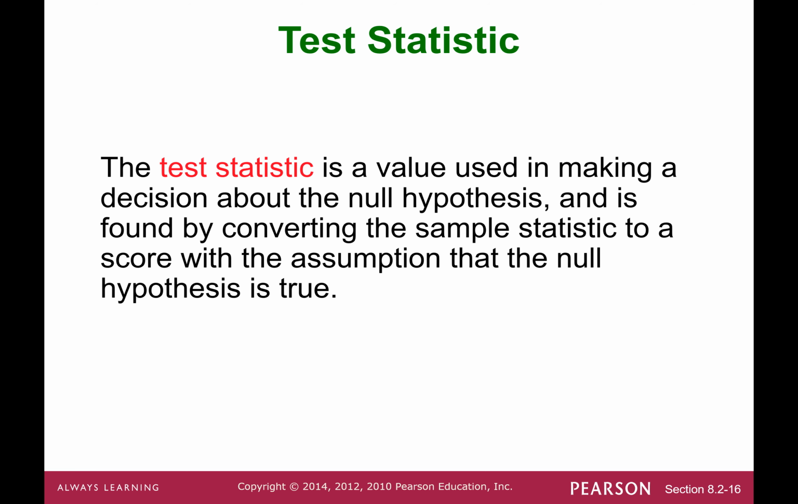So the test statistic is the value used to make a decision about a null hypothesis. It's found by converting the sample statistic into a score, with the assumption that the null hypothesis is true. So it's either turned into a t-score or a z-score.